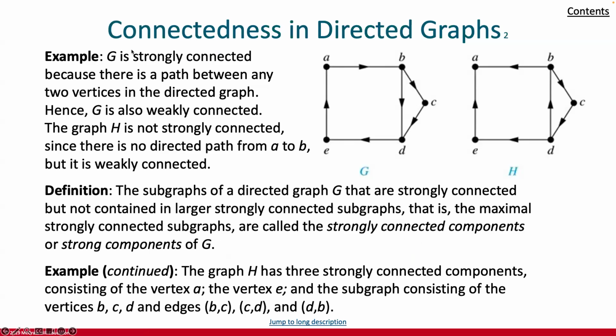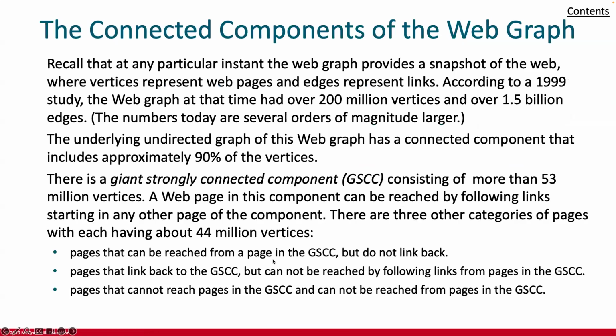Here is an example. Then we have another definition: the subgraphs of a directed graph G that are strongly connected but not contained in larger strongly connected subgraphs. That is, the maximal strongly connected subgraphs are called the strongly connected components, or strong components, of G. And there's a couple of examples. I'm just going to let you walk through that on your own.